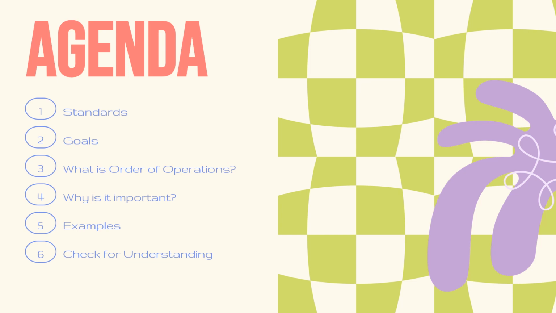I'm going to start out with the standards. This is not something I would necessarily tell the students. I would definitely have it displayed, so I know for myself what we're doing, what my goal in teaching is, and what standard we're trying to reach. Secondly, I'm going to go over the goals. This is definitely something I would share with the students so that they know for themselves what they should be able to do by the end of the lesson. I make sure that they are focused on the goals and on the same track. Next, I'm going to introduce order of operations and explain why it's important. We'll go over some examples, and then finally, I'll do a check for understanding in the form of practice problems.